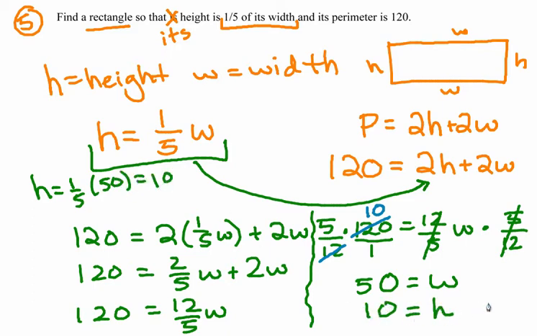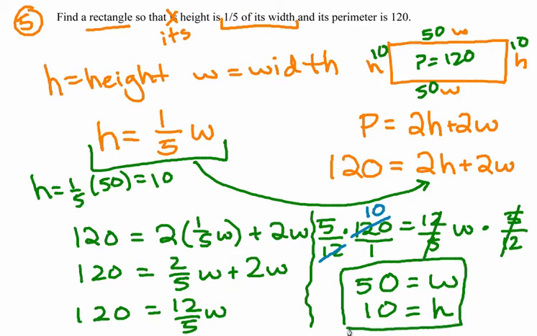Let's check our perimeter then. If the height is 10 and the width is 50, let's see, 10 plus 50 is 60, 60 plus another 10 is 70, and 70 plus 50, yes, that gets us a perimeter of 120. So this is correct. The width is 50 and the height is 10.